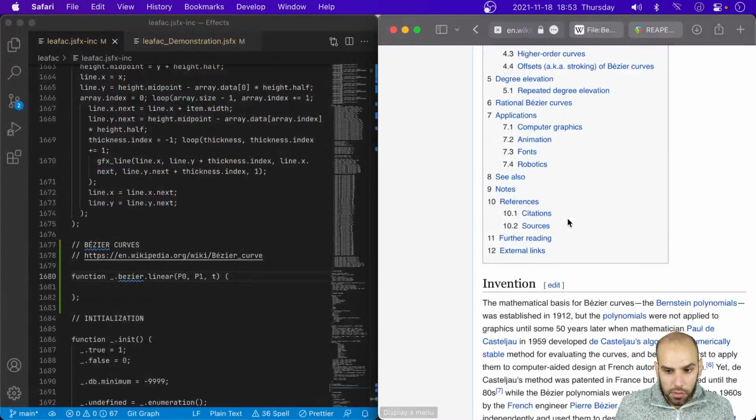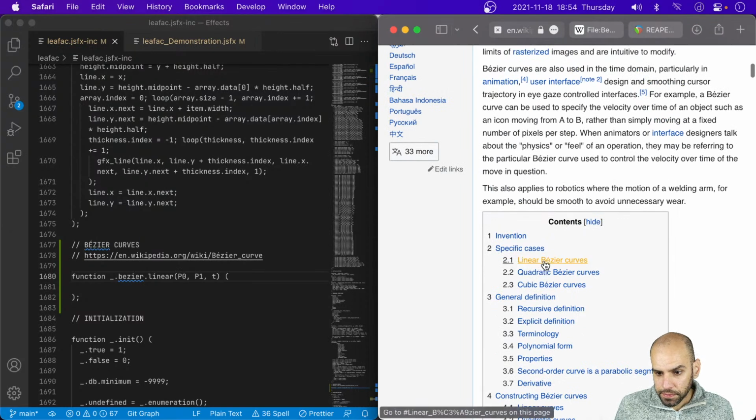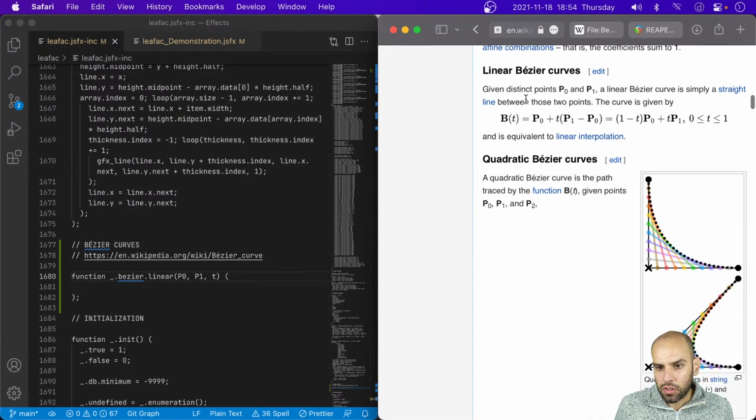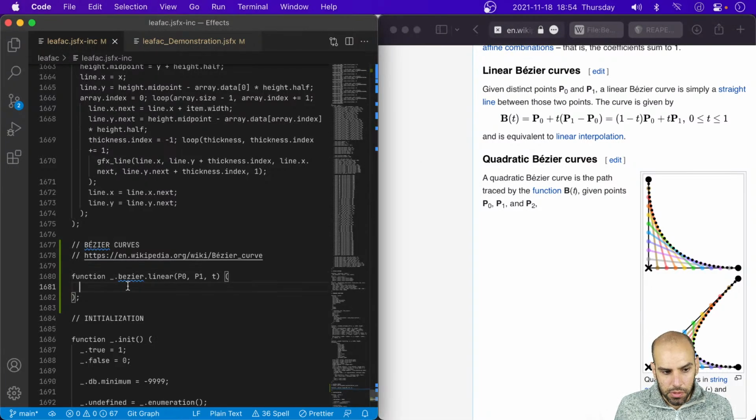So let's look at the formula. It's not too crazy, and we can even make sense of the formula. B, capital B, is for Bezier, given a certain time. In this formula, it's expected that P0 and P1 are kind of implicit, but I'm making them explicit. And then we are just taking P0.